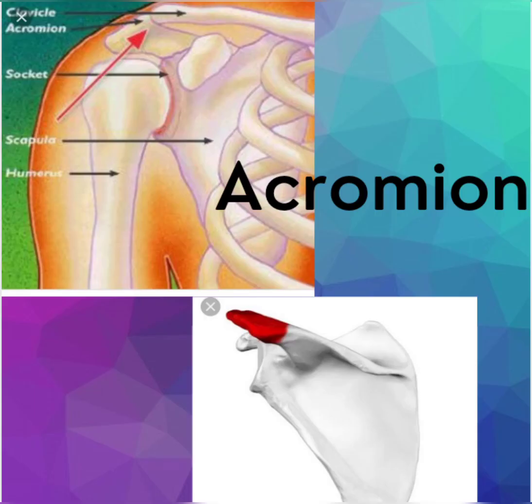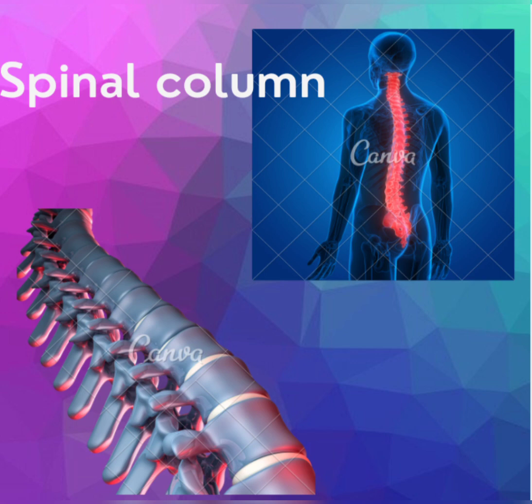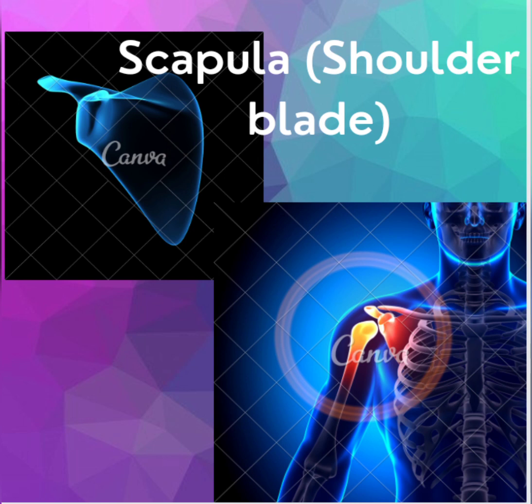Acromion. In human anatomy, the acromion is a bony process on the scapula, the shoulder blade. Acromion is the highest part of the shoulder blade. Spinal column, also called the backbone, is made up of 24 small bones which protect the nerves. Scapula, also called the shoulder blade, connects the arm to the shoulder.